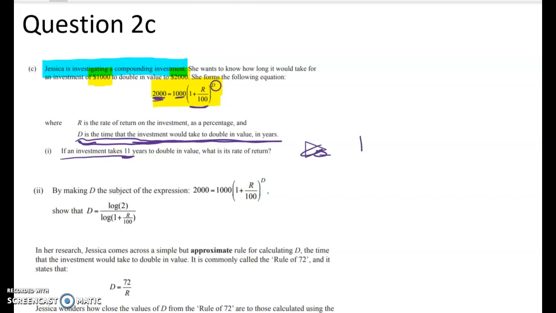So if d is 11, what must r be? That's what this first question is asking us. So r is the rate of return on the investment as a percentage. For example, if the interest rate is 8%, then we'll have r is equal to 8.